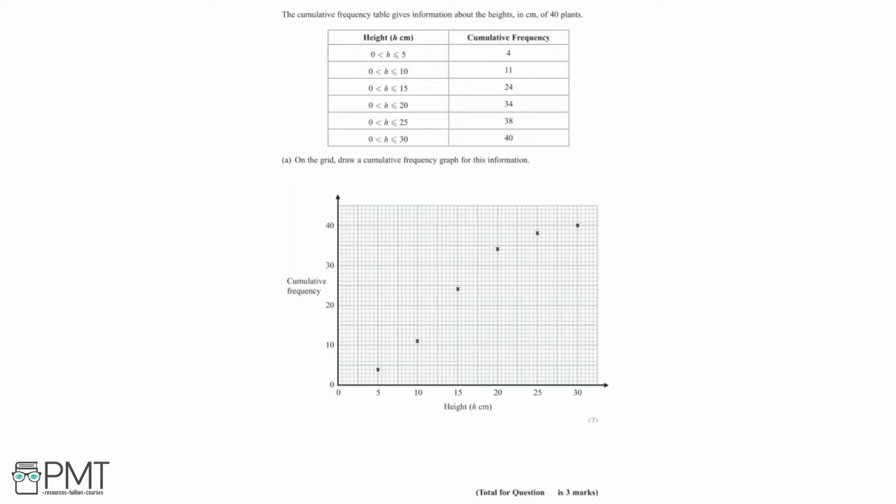Now to complete the cumulative frequency graph, we need to join these points together. And you can also see that we've extrapolated back to 0. And so we've now correctly drawn a cumulative frequency graph that represents the information given to us in our table.